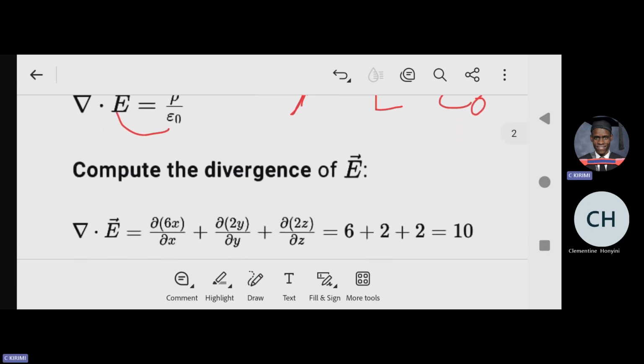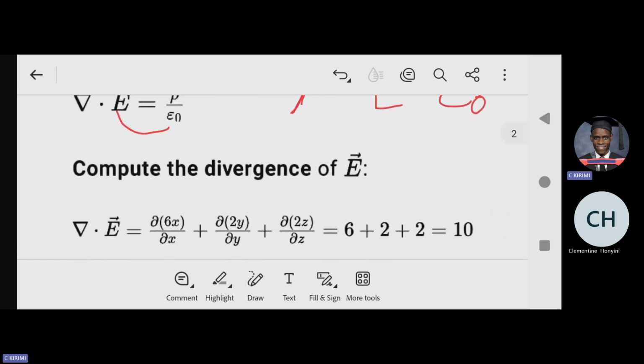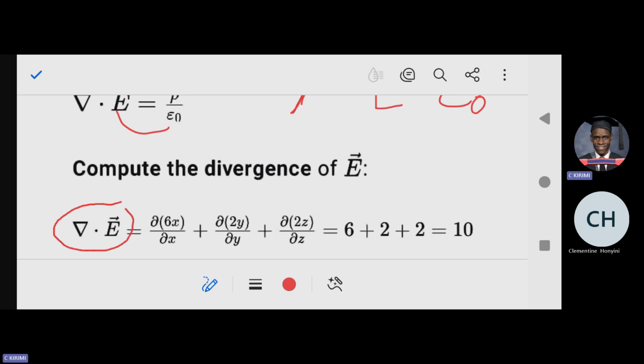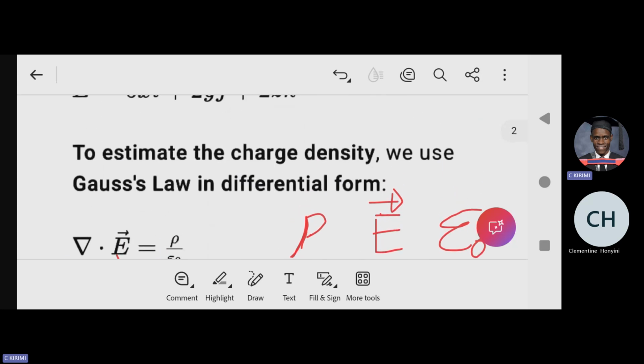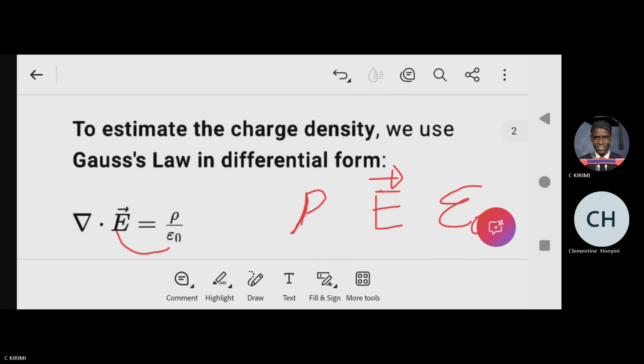Okay. So we compute the divergence of E. Why are we computing the divergence of E? Because we are looking for grad dot E, which means for us to find the charge density, we need to first calculate grad dot E using the differential form of Gauss law. That dot is a dot product.